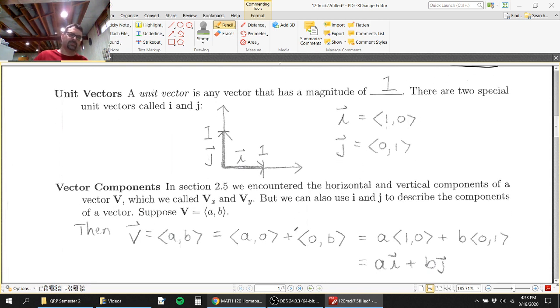Some special vectors are called unit vectors, and they are any vector that has a magnitude of exactly 1. So there are lots and lots of unit vectors that point in any direction, but 2 of them are particularly special, and that's i and j. i points in the positive x direction, and j points in the positive y direction. So in terms of coordinates, that's 1, 0 for i and 0, 1 for j.